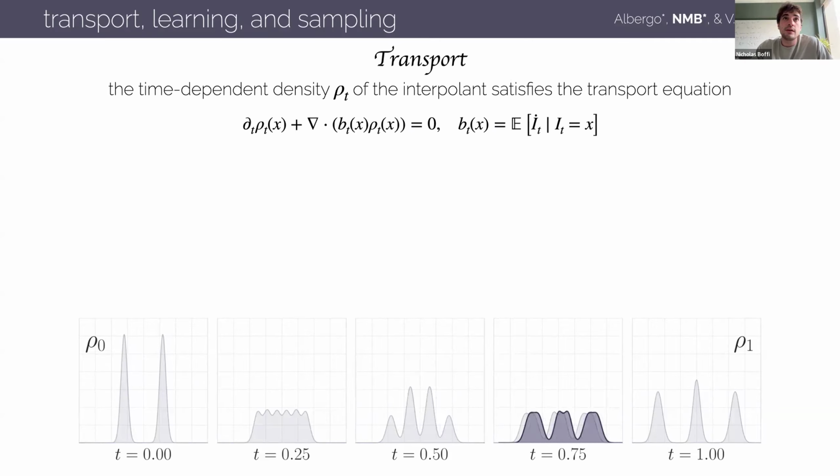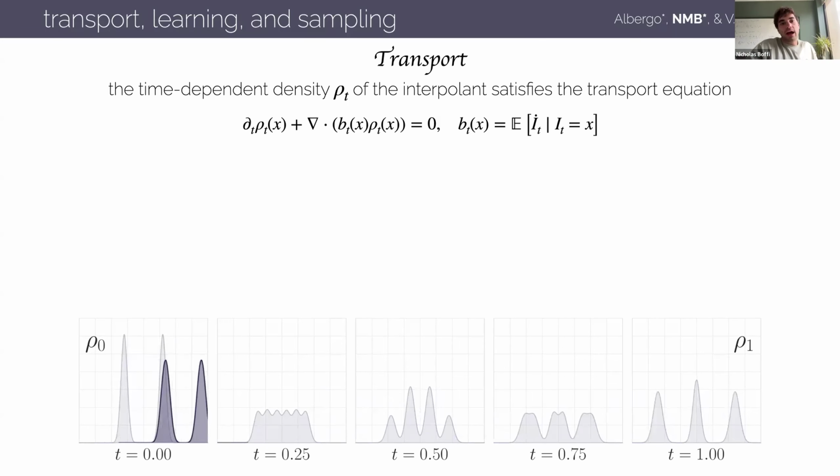So here's the equation: dt rho t plus div (b_t rho t) equals 0, where b_t is the conditional expectation of the time derivative of the interpolant. What this means is, if I want to know how the distribution is going to evolve at a given point in space, I look at all the interpolants that travel through that point, all these straight lines that go through that point, and I average all of their slopes, all their instantaneous velocities, and that gives me the velocity that acts at the level of the measure itself.